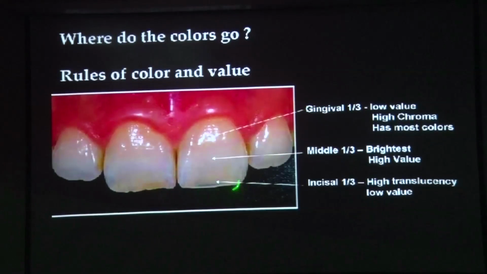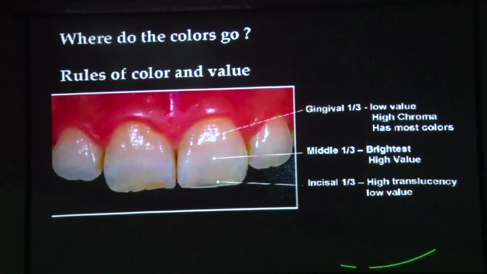Because translucency is nothing but glass-like, so a lot of light will pass through. Right? So in any structure where light passes through a lot, value will be less. But in old patients, we will not see a lot of translucency, so probably the value will be mid-value or high value.